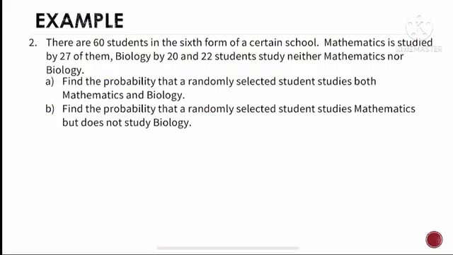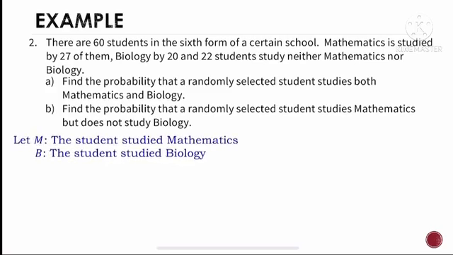For example 2, we define the event first. Let M be the event that the student studied mathematics, and let B be the event that the student studied biology. There are 60 students in 6th form of a certain school, which means the sample size is 60. Mathematics is studied by 27 of them. This means the number of students who studied mathematics is 27. So, the probability is 27 over 60.